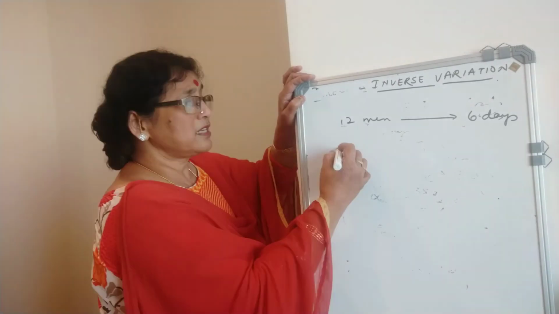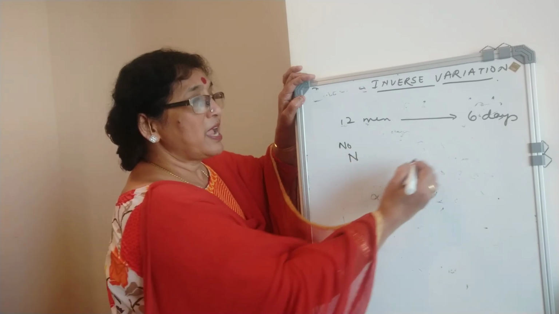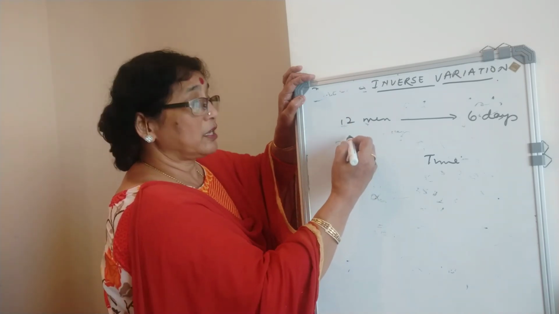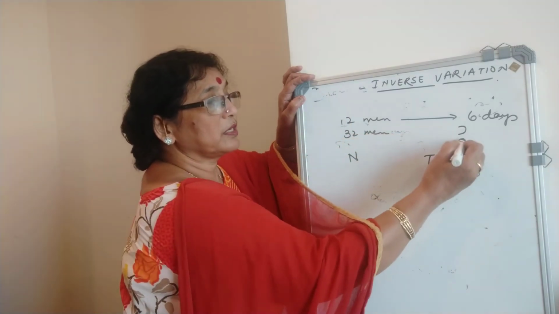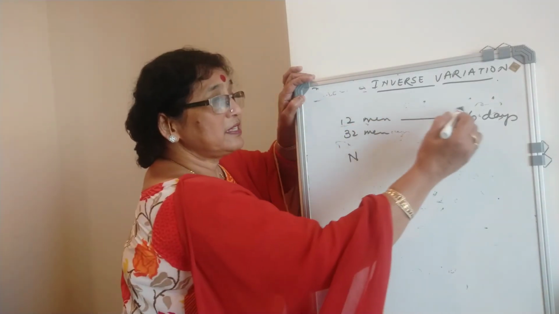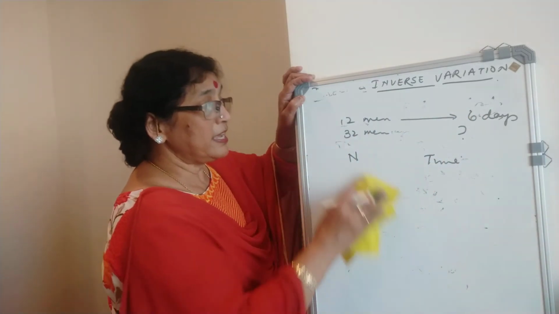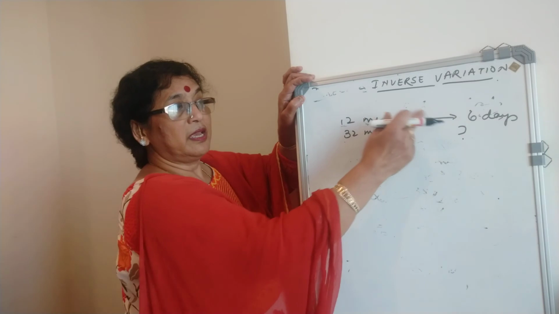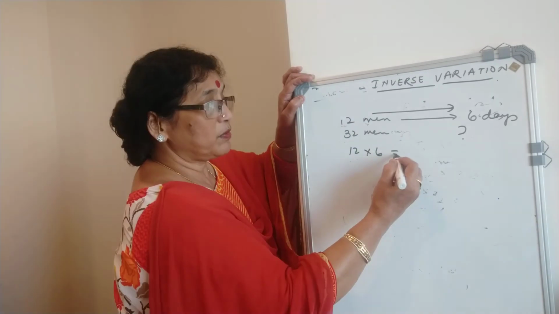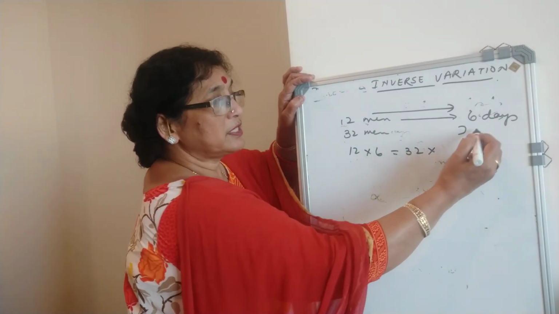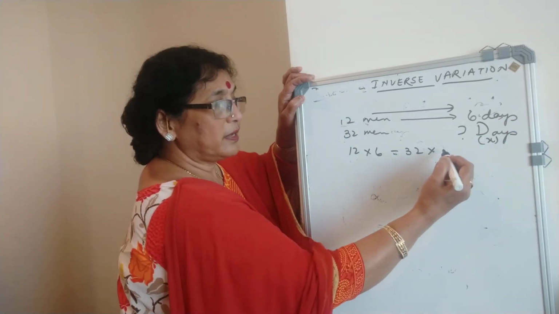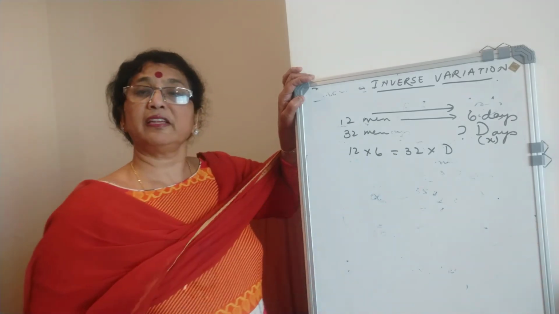Here what is it? It's number of men. So let's take number of men and time. And then, how long will 32 men take to do the work? In inverse, we multiply this into this. We multiply man 1, day 1. Here you multiply 12 into 6, this way, horizontally, no crisscross, is equal to 32 into days, D. This I have to find, or you can take that as X. Whatever you want to take, say days. So now I have to find the days in the second case.